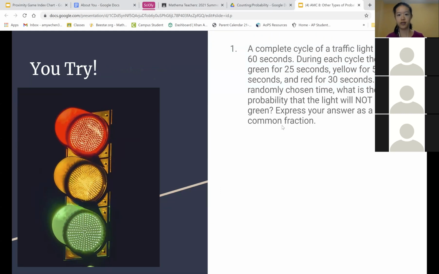A complete cycle of a traffic light takes 60 seconds. During each cycle, the light is green for 25 seconds, yellow for 5 seconds, and red for 30 seconds. At a randomly chosen time, what is the probability that the light will not be green? Express your answer as a common fraction.